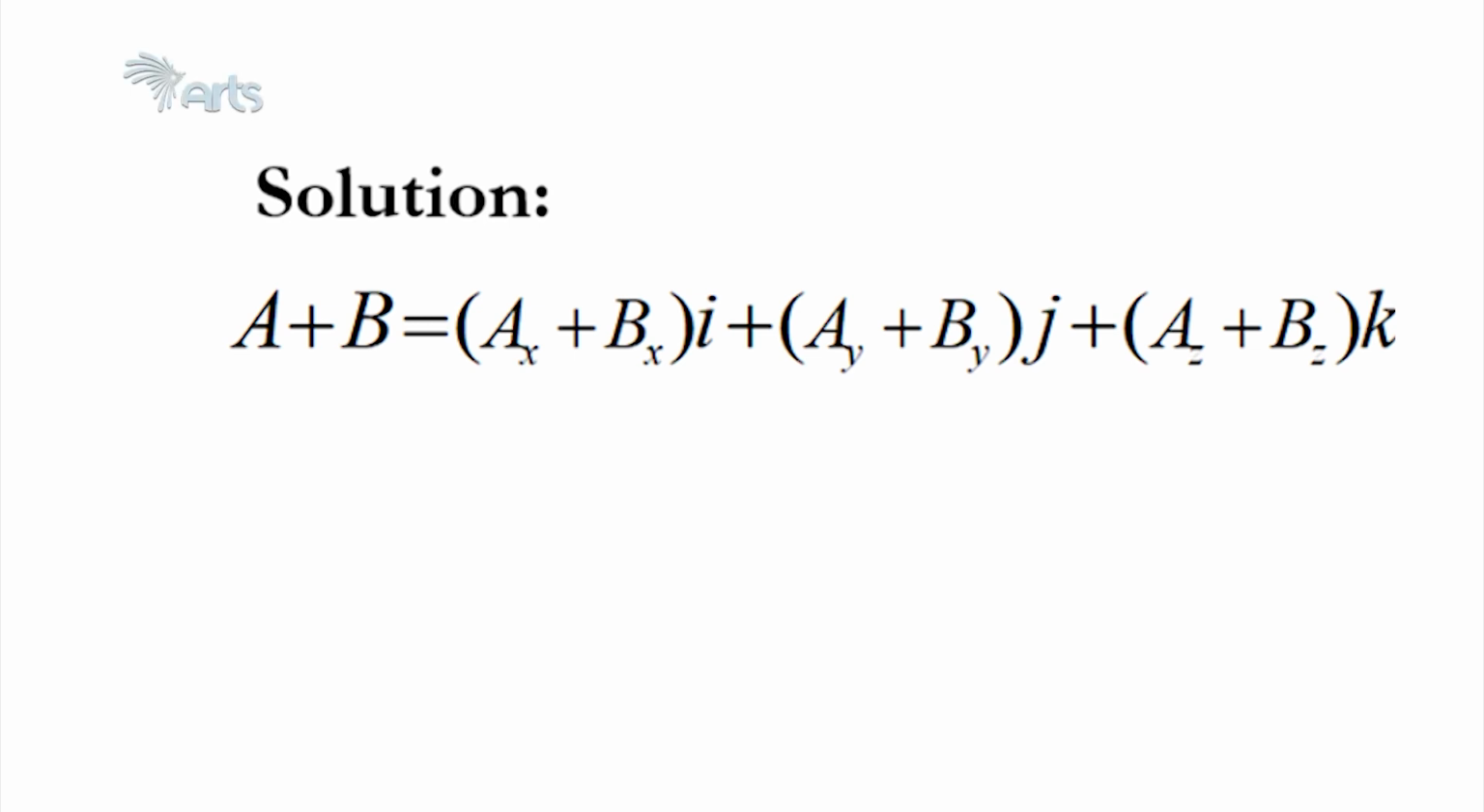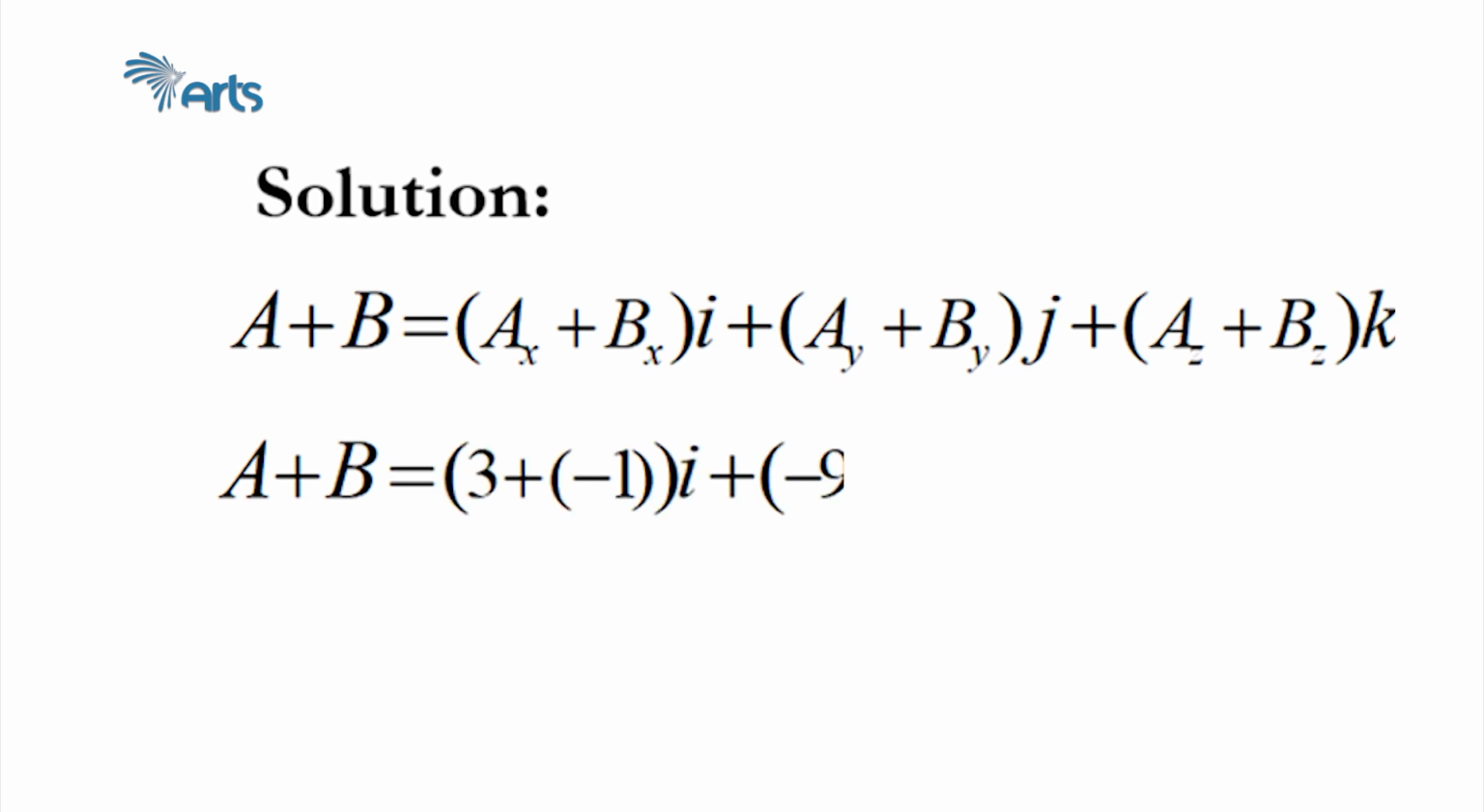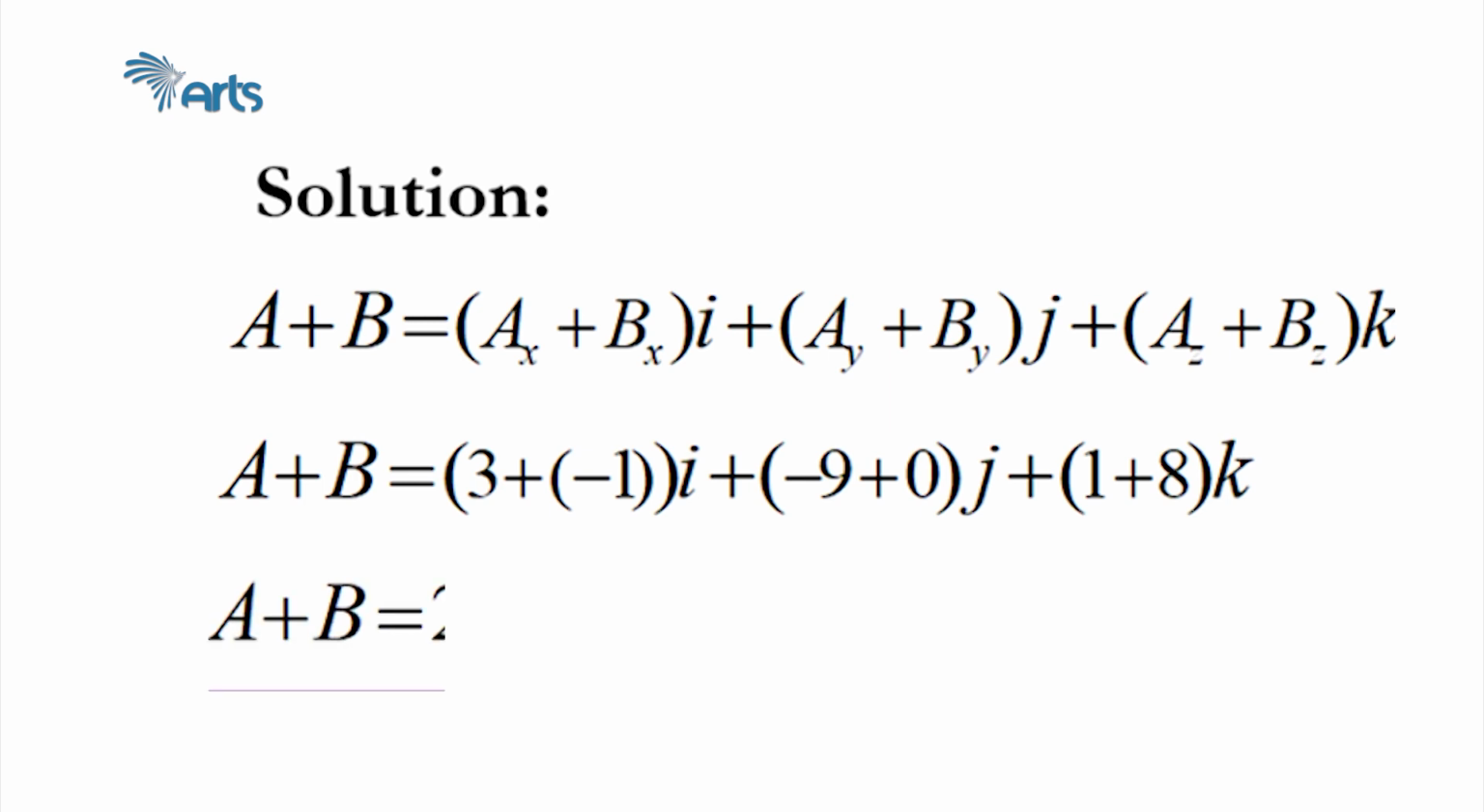So these x, y, and z components should be selected first and substituted in their corresponding variables. And hence A plus B equals 3 plus minus 1 in the i plus minus 9 plus 0 in the j plus 1 plus 8 in the k. And finally, the resultant of these two vectors A and B equals 2 in the i minus 9 in the j plus 9 in the k.